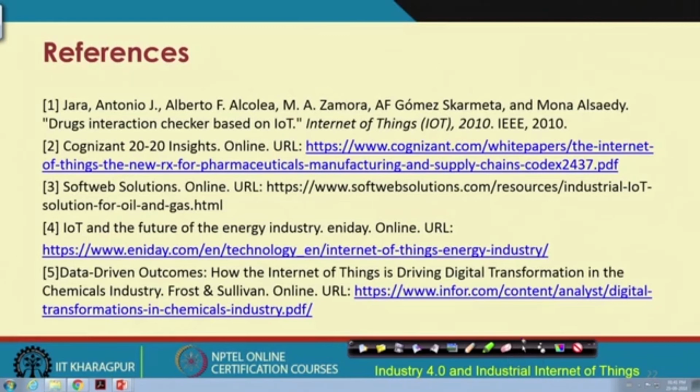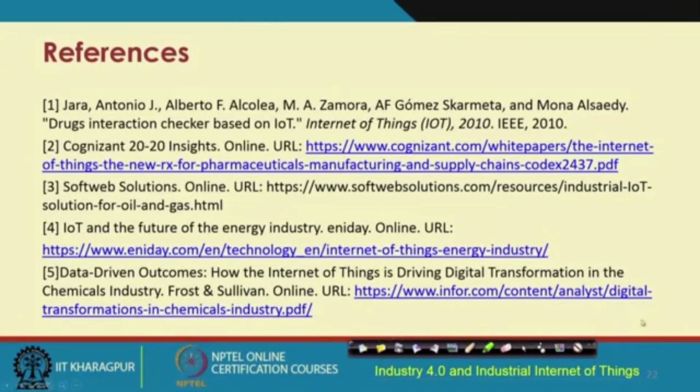So, finally, we come to an end of this lecture, and as usual these are the different references. I would encourage you to go through these different references. There are lots of videos that you could also use to get better understanding of the applications of IoT in these different industries. Even in the oil industry, gas industry, pharmaceutical industry, there are a lot of different videos. You could try it out in different open media such as YouTube, etc. A lot of different videos exist. So, these are the references, and finally, we come to an end.